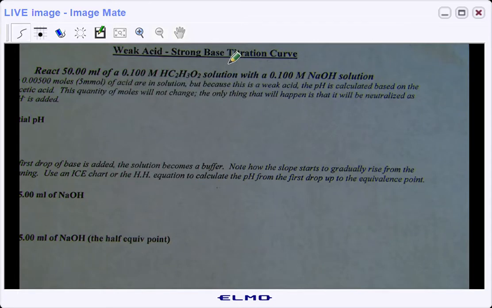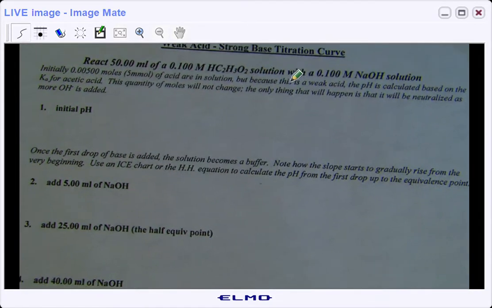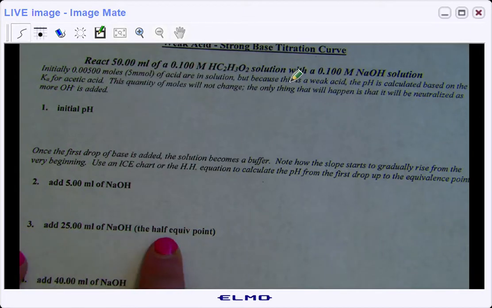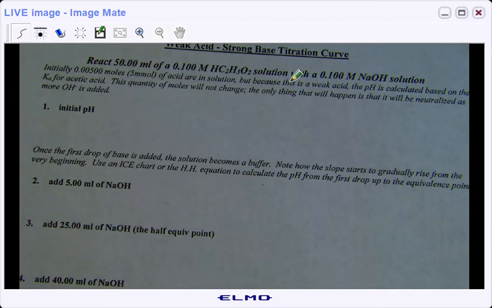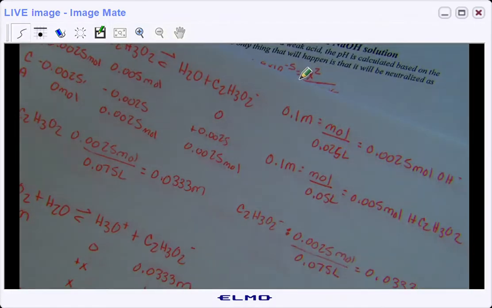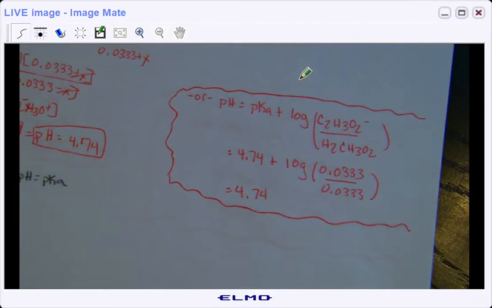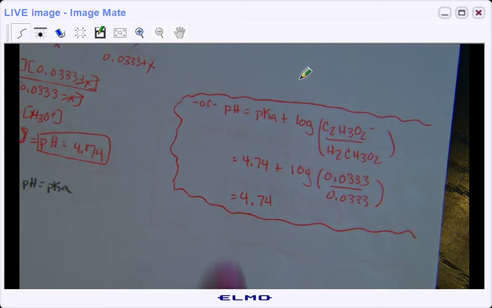So now that we have solved the weak acid, strong base titration curve worksheet, let's take a look at number 3, the half equivalence point, because this is something that's really cool. I'm just going to put up my work here for number 3, and we're going to look at the Henderson-Hasselbalch equation, that little shortcut that we use.